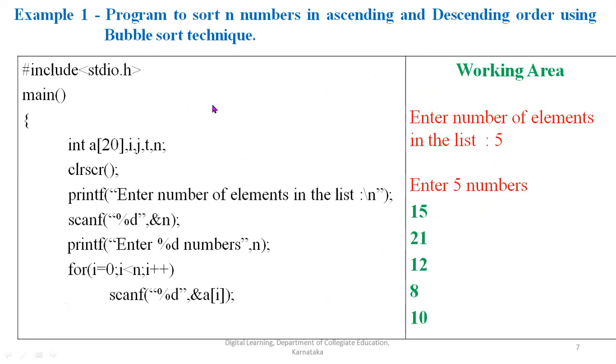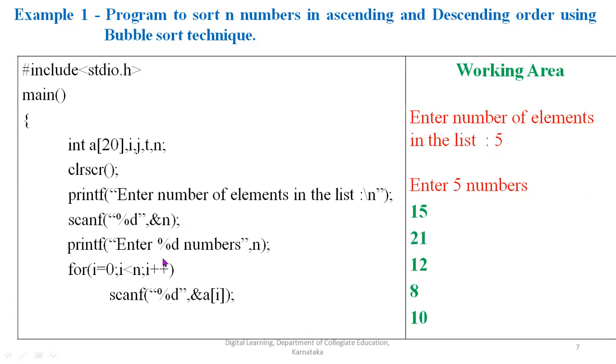Now in this program, we have the variable a of 20, that is an array to store a maximum of 20 numbers. i and j are the variables used for looping purposes, and t is a variable to store the temporary value, and n is a variable which holds the number of elements in the list. So next we have the input statements where we are asking the user to enter the number of elements in the list. As an example, let us assume the user enters the number 5.